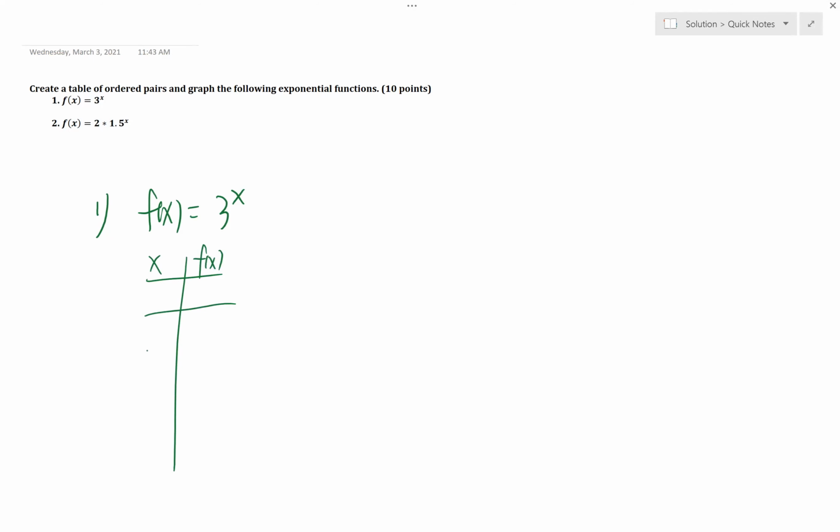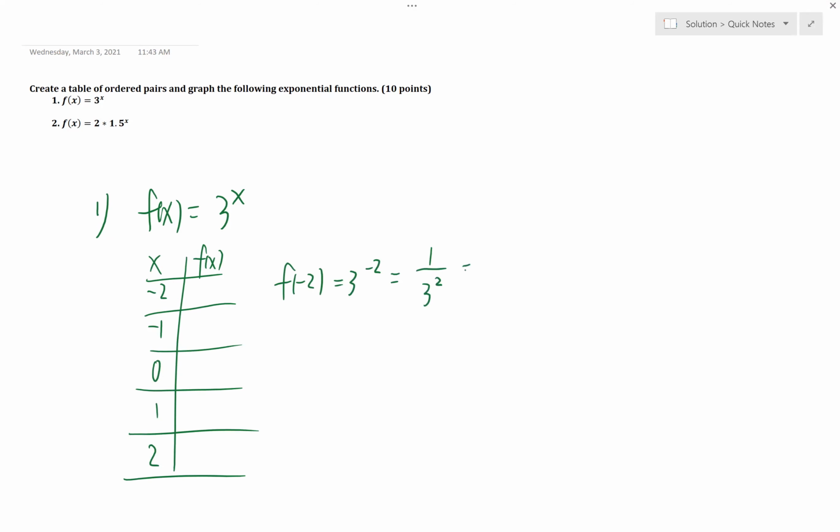We can pick the usual numbers we use, from -2 all the way to 2: -2, -1, 0, 1, 2. And calculate the y values for each one of these. So f of -2 is 3 raised to -2. And 3 raised to -2 is like 1/3 squared, that's 1/9. According to the calculator, it's approximately 0.11.